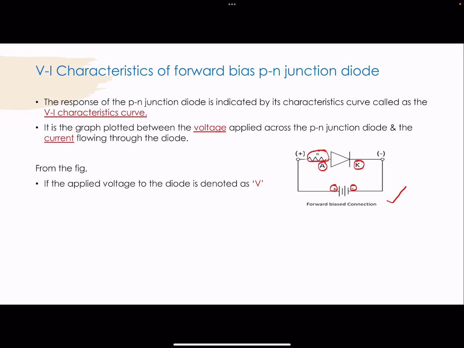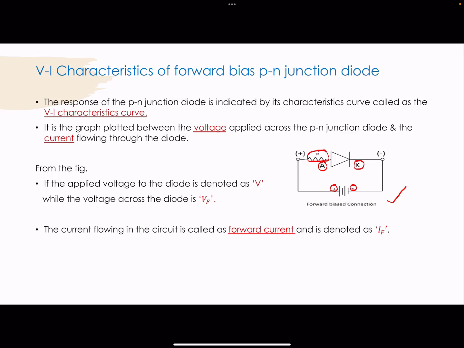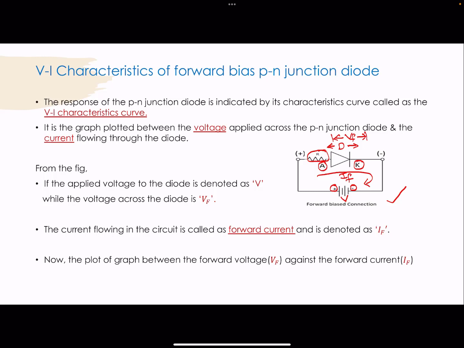From the figure, if the applied voltage to the diode is denoted as V, while the voltage across the diode is Vf, then the current flowing in the circuit is called the forward current and it is denoted as If. So if you observe here, in the case of the forward bias PN junction diode, the applied voltage is denoted as capital V, and this is our diode, and the voltage across the diode is represented as Vf, and this is the amount of current flowing across the diode, represented as If. Now the plot of the graph between the forward voltage Vf against the forward current If is called the forward characteristics of the PN junction diode.